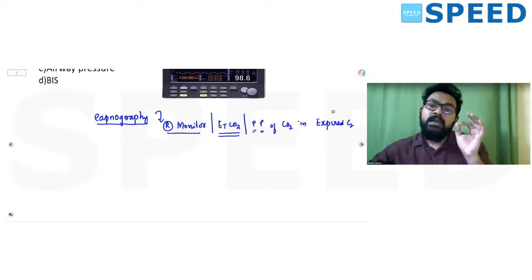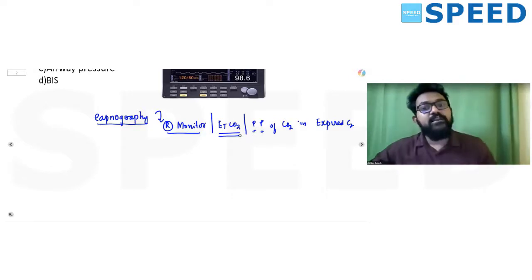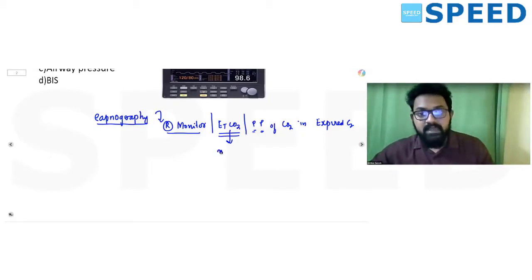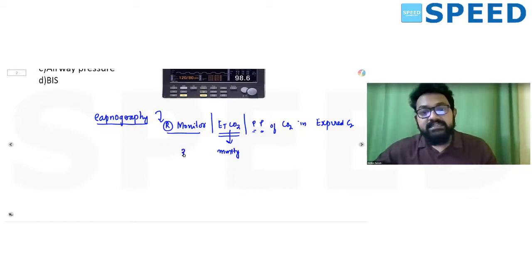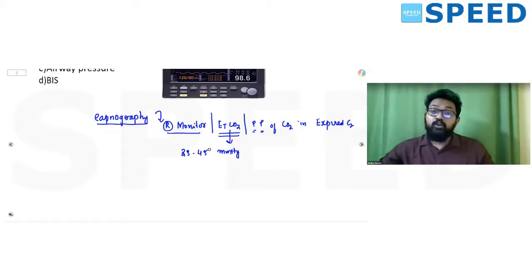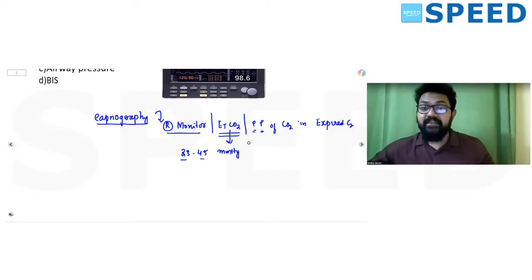Okay. So because we are measuring the partial pressure of carbon dioxide, the value of end tidal carbon dioxide will be in millimeters of mercury, and the normal value of end tidal carbon dioxide is 35 to 45 millimeters of mercury. Now, please do remember this 35 to 45 millimeters of mercury is very, very important.